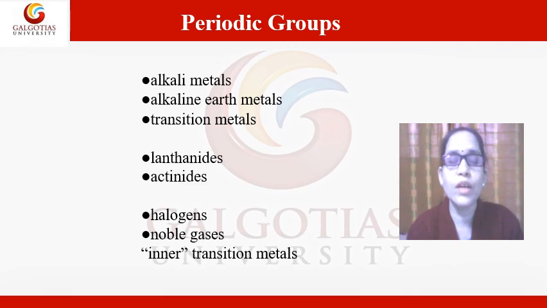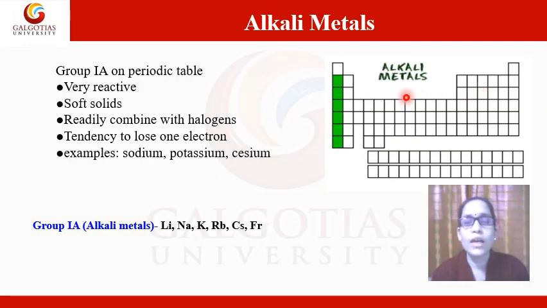Then there are different periodic groups: alkali metals, alkaline earth metals, transition metals, lanthanides, actinides, halogens, noble gases and inner transition elements. Group 1A in the periodic table are called alkali metals. These alkali metals are very reactive soft solids, they readily combine with halogens to form ionic compounds, and they easily lose electrons. Examples are lithium, sodium, potassium, rubidium, cesium and francium.